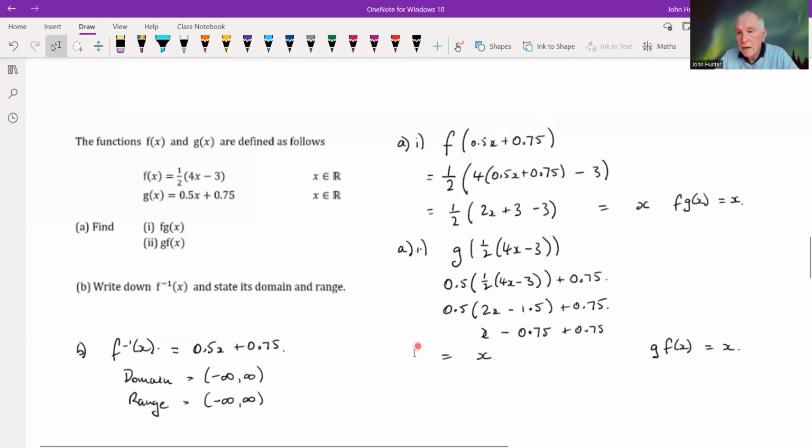So that's a fairly straightforward example, I think, but it illustrates what we've been talking about. Okay, so hopefully that has been useful, and thanks for listening.